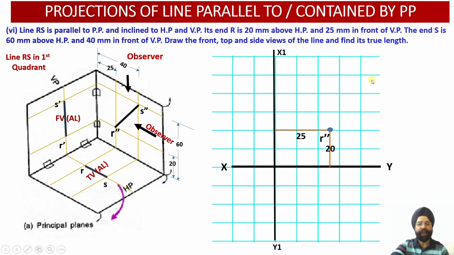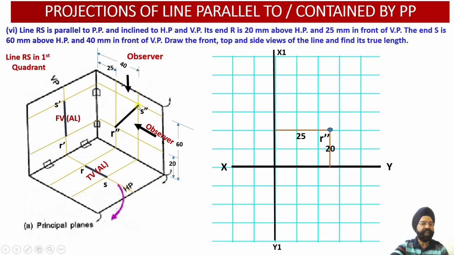So this is my profile plane, please check. This is my vertical plane, this is my horizontal plane. So let us locate point R on the profile plane, just check. 20 mm above HP, 25 mm in front of VP. 20 mm above HP means 2 blocks we have left. 25 mm in front of VP, 2.5 blocks we have left.